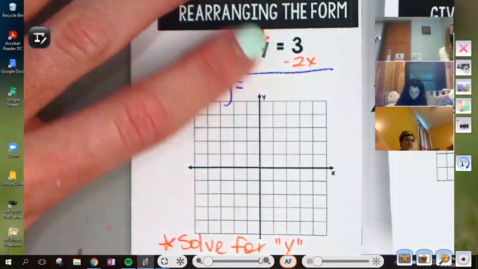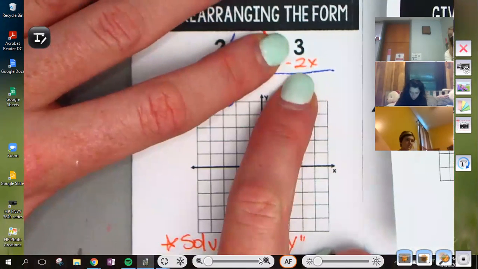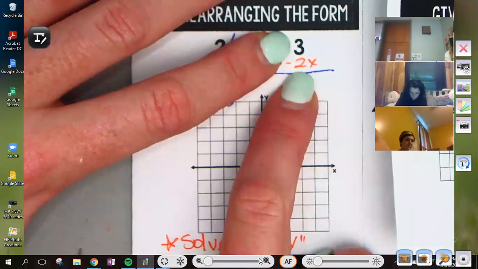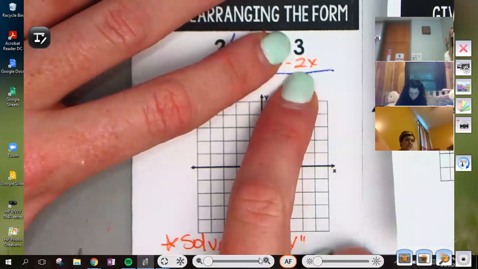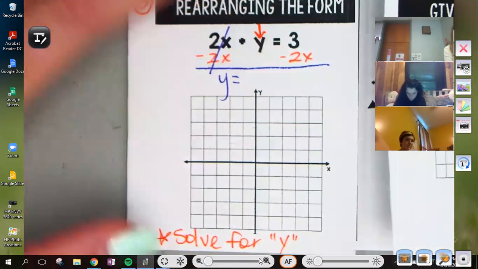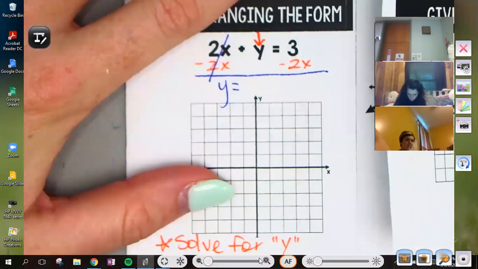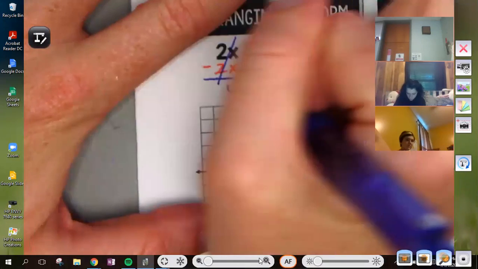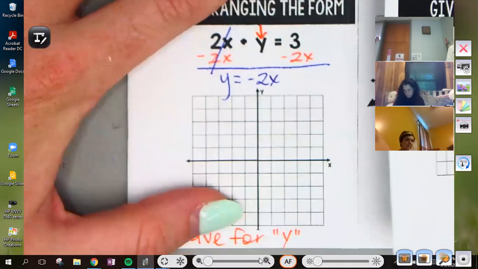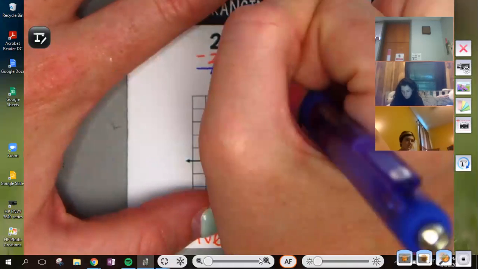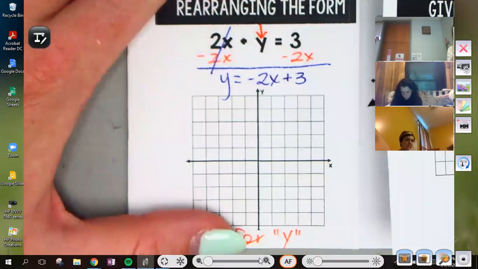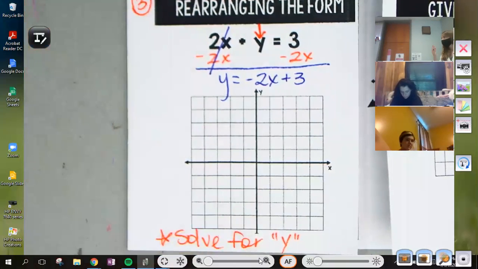Now, can I combine these two terms? Can I make that 1x? Why can I not combine these? Because 3 doesn't have an x, they're unlike terms. So all I'm going to do is rewrite them like a normal problem, just like in slope-intercept form. I'm going to bring down my negative 2x and then my plus 3. So now it's in slope-intercept form.